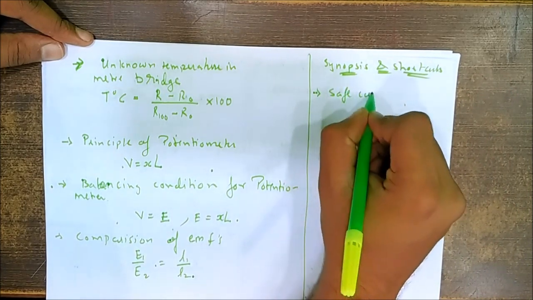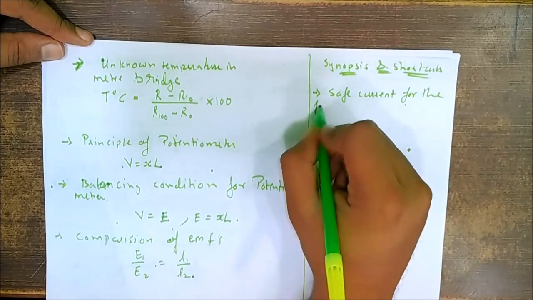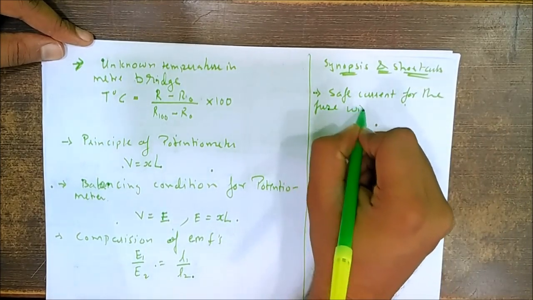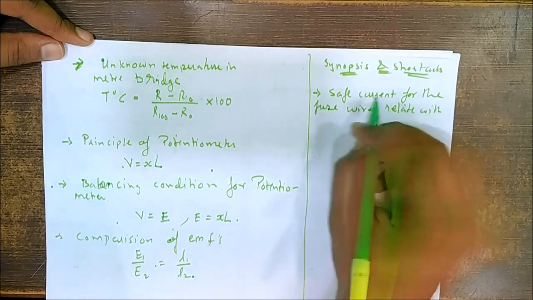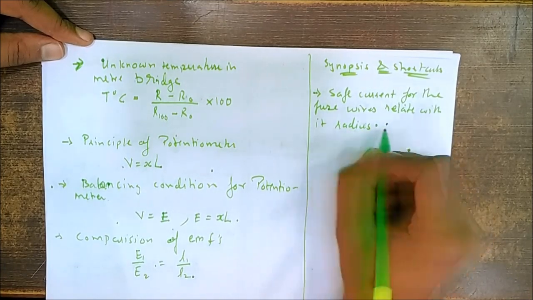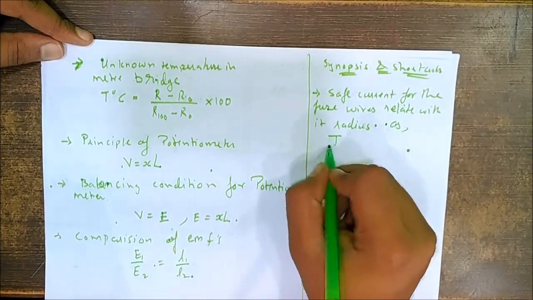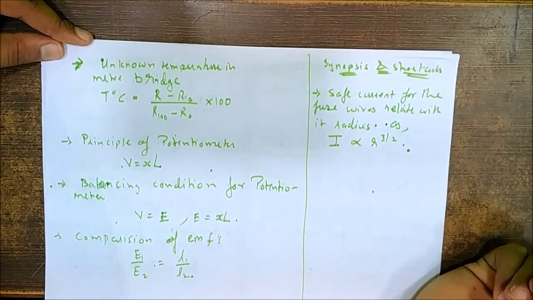Safe current for the fuse wires relate with its radius as I is directly proportional to R raised to 3 by 2.